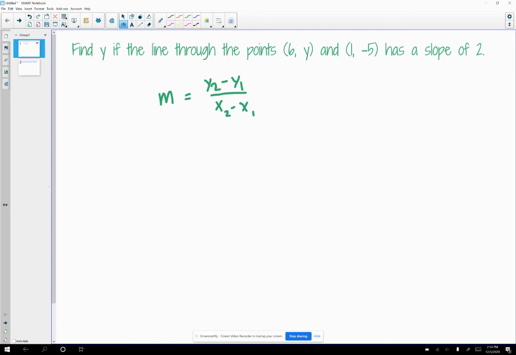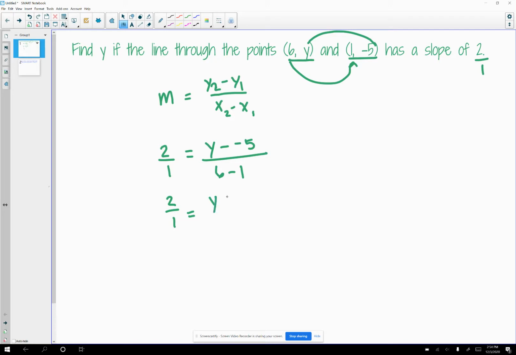So we're going to use that equation and our coordinates here. So I'm going to do y minus -5, right, because those are my two y values. And now since my y was first, the 6 goes first with the 1 in the denominator. So 6 minus 1. And because I'm solving for that missing variable, I'm going to set it equal to what my slope is, which is 2, which I can always write over 1. So I'm going to clean this up a little bit, and I'm going to say 2 over 1 equals y plus 5, because minus and negative is plus, and 6 minus 1 is 5.